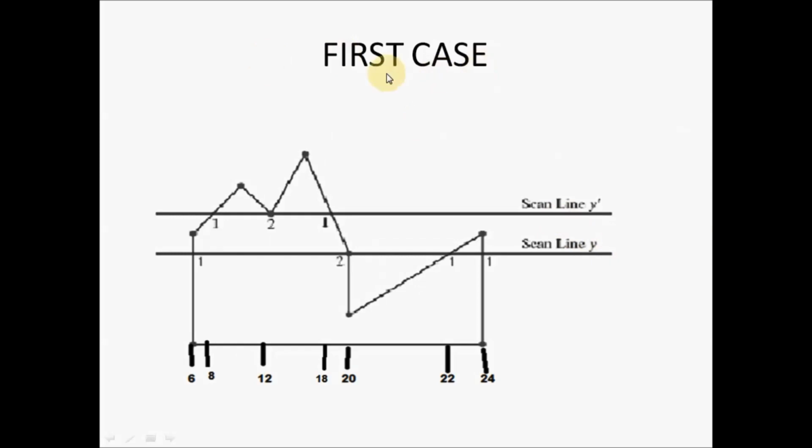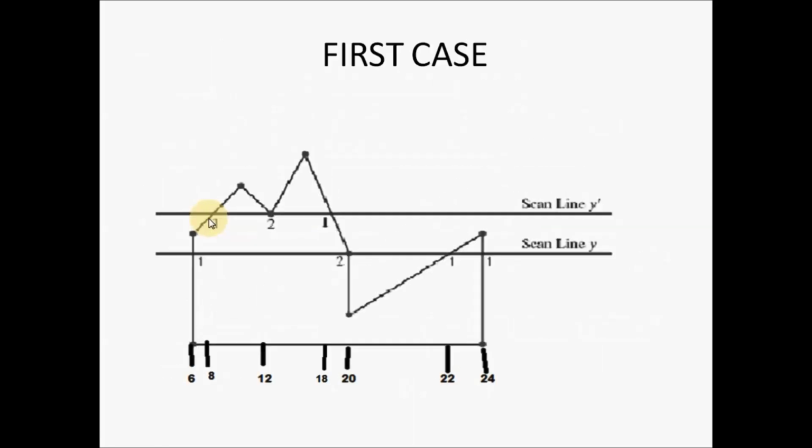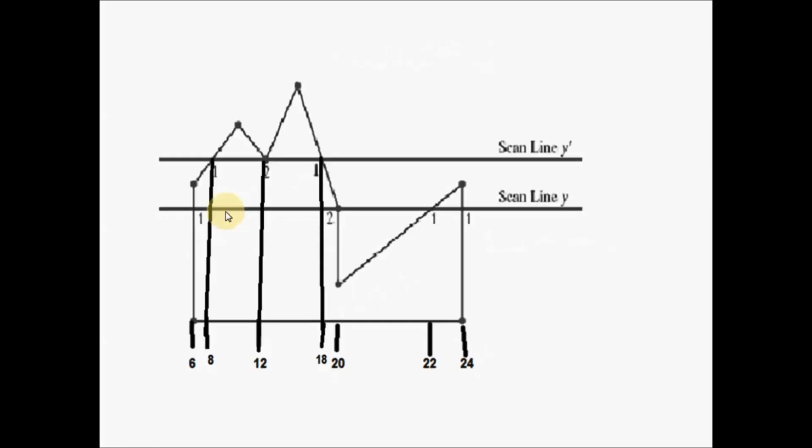So in the first case, I am considering the scan line y dash. Getting, guys? Now, what is the first step in a scan line filling algorithm? You have to find the intersection points. So now we will find the intersection points here. You can see here y dash is intersecting at the value 8.